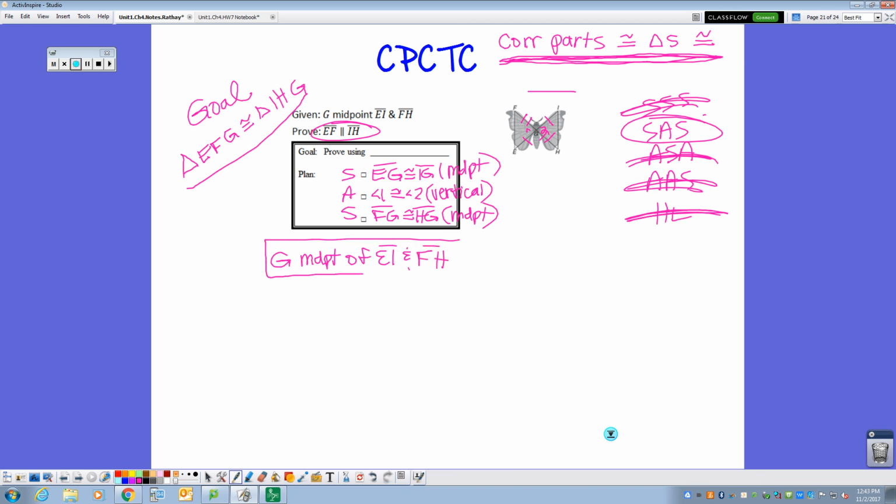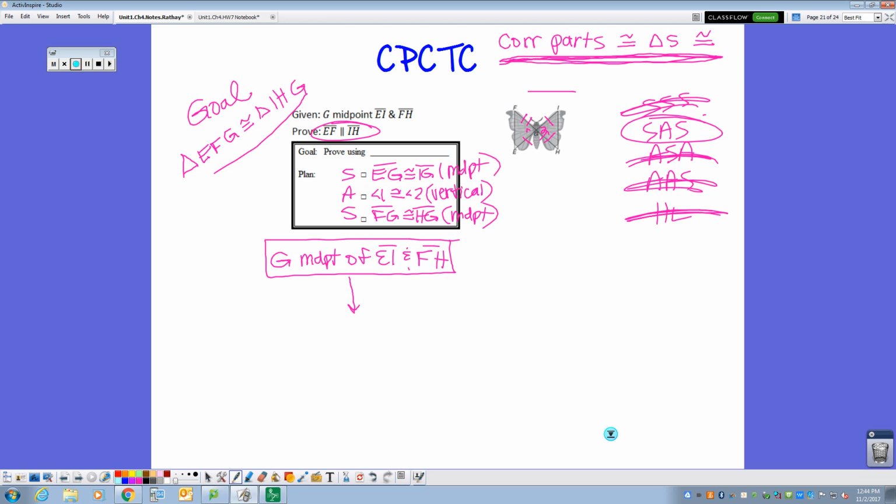Now this is the proof where style is going to start to come in as a factor for some of you. Because it's SAS, you're going to really want a side and then an angle and then a side to make your proof all nice and pretty and organized. That isn't necessary. They don't have to be in that exact order as long as you have them all. And I'll show you, I'm not going to make mine organized, so you'll see what that looks like.